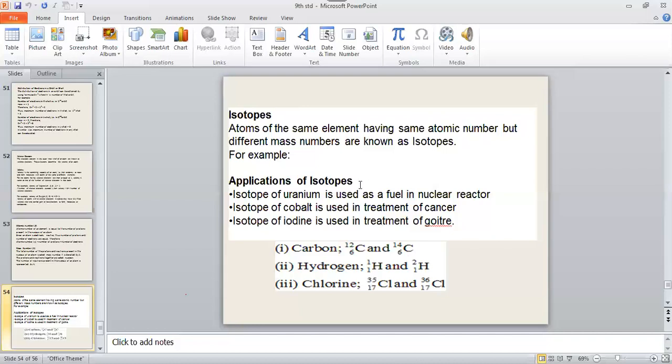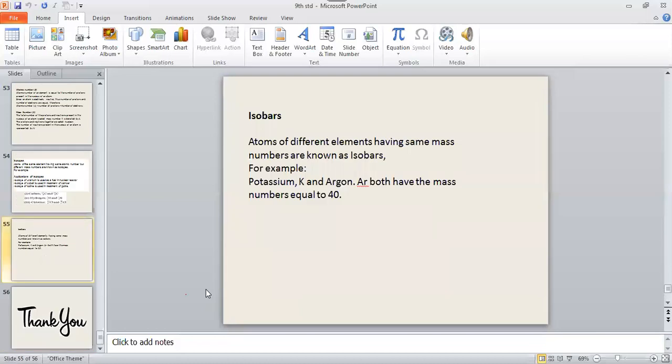Applications of isotopes, where these isotopes are used. One use of the uranium isotope is as a fuel in nuclear reactors. Isotopes of cobalt are used in the treatment of cancer, and an isotope of iodine is used in the treatment of goiter. Examples are carbon 6-12, 6-14, hydrogen 1-1, 1-2, chlorine 17-35 and 17-36. These are examples of isotopes.